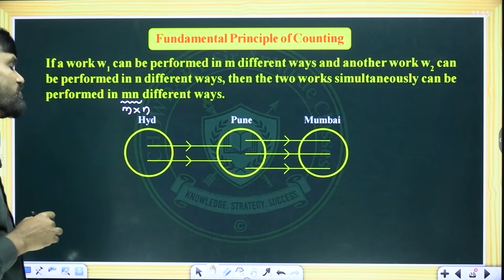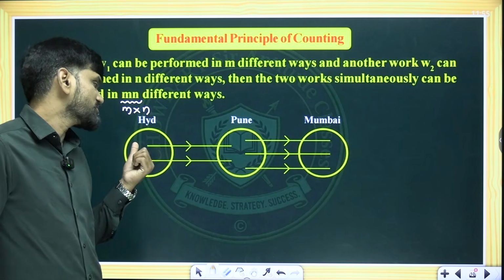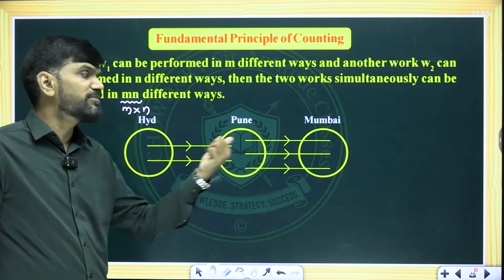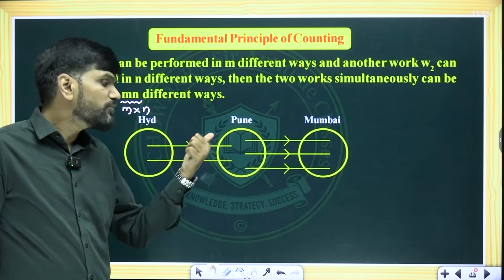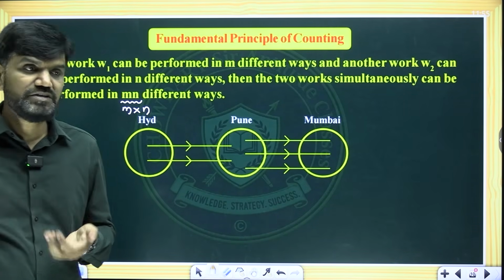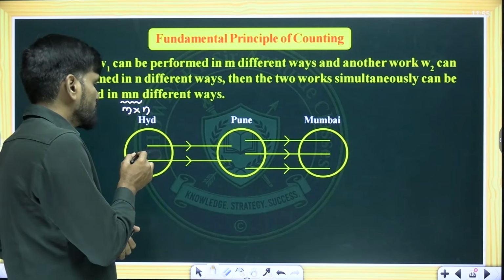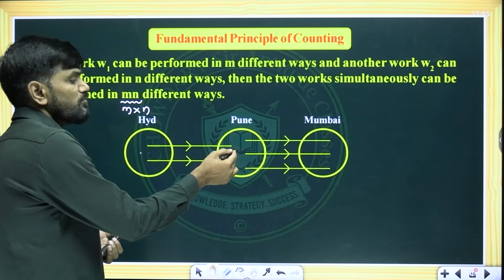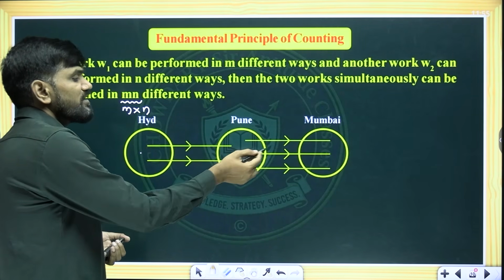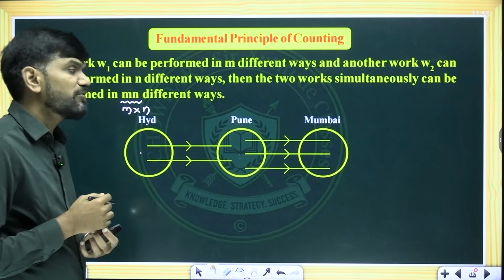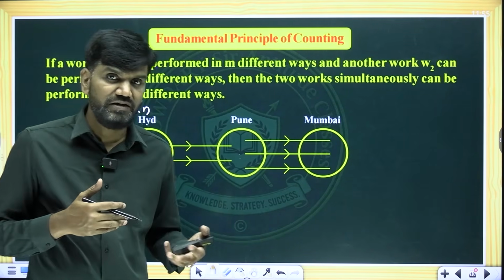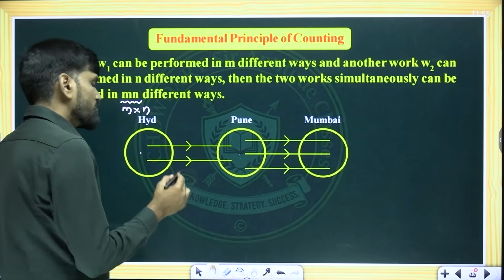For example, suppose a person is willing to go from Hyderabad to Mumbai via Pune. In how many different ways can he go? There are 2 different routes possible from Hyderabad to Pune. From Pune to Mumbai, there are 3 different routes available. In how many different combinations of routes can he travel?